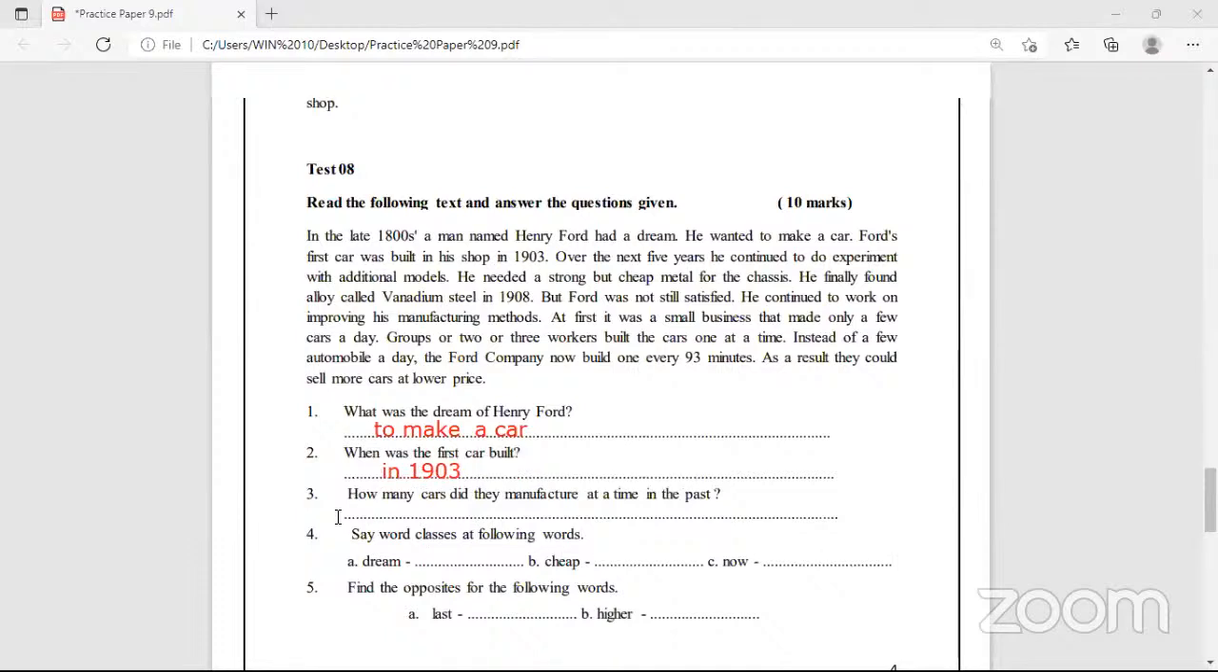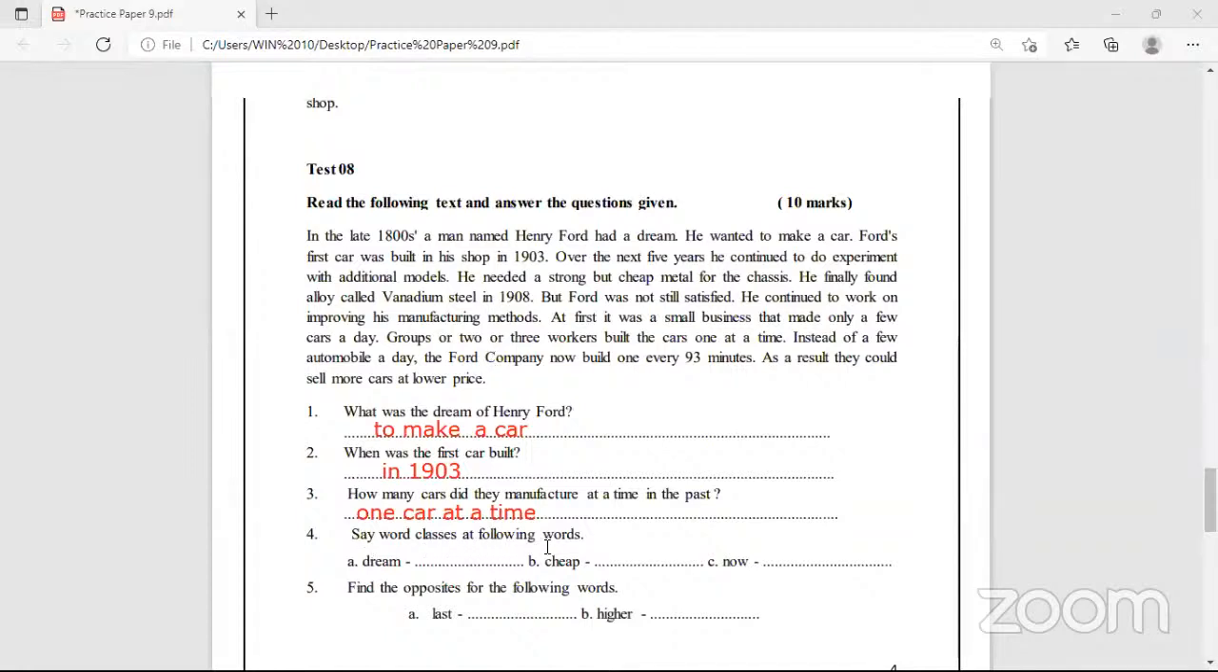Third one, how many cars did they manufacture at a time in the past? So 1 car at a time. Right, at the beginning they manufactured only 1 car at a time, right? So now they build one every 93 minutes, right? Every 93 minutes they build a car there.